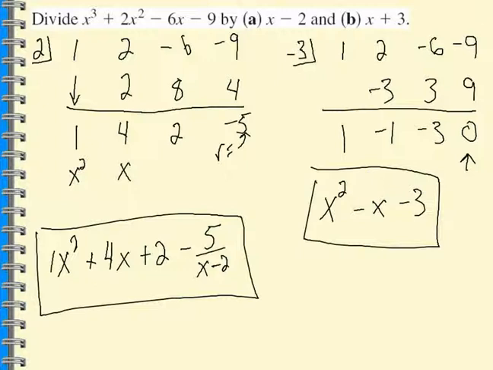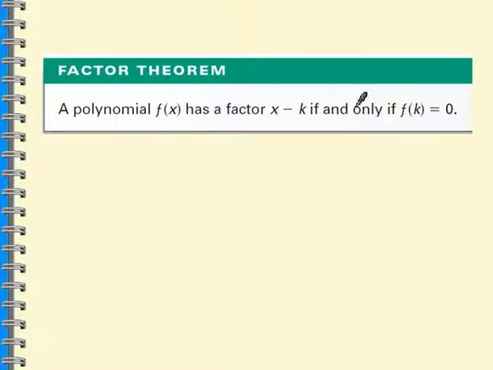And that leads us into our second theorem, which is the factor theorem. If a polynomial f of x has a factor of x minus k if and only if f of k is 0. So let me say that again. A polynomial f of x has a factor x minus k if and only if f of k is 0.